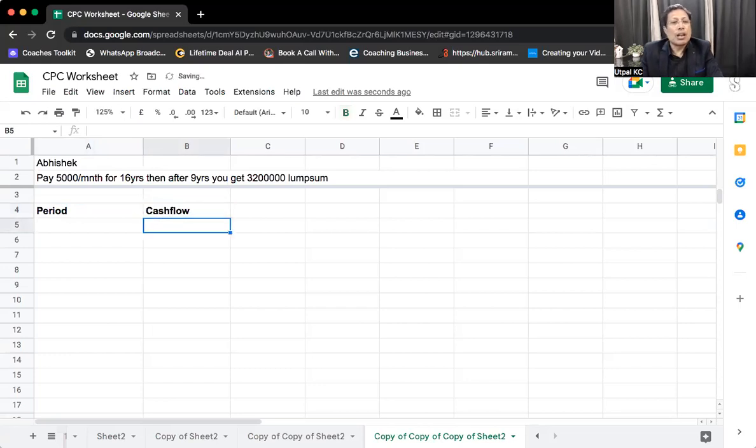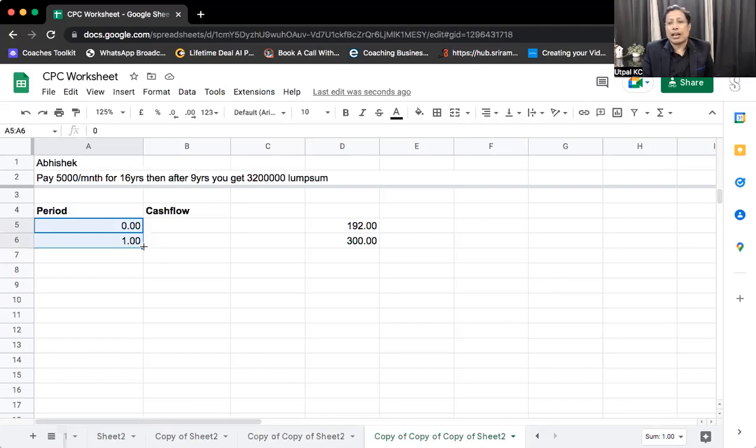Now 16 years means 16 into 12. How much will it be? 192. And then 16 plus 9, 25 years, total will be 25 into 12. It will be 300. So 192, then 300.